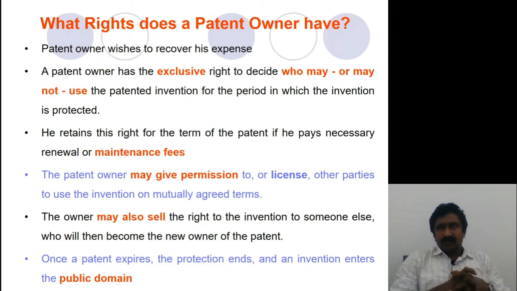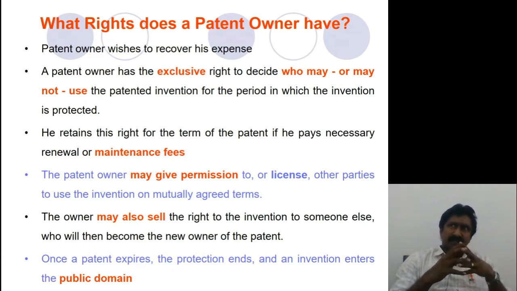So a patent gives the owner the rights, like the patent owner wishes to recover his expense. That is the basic concept, because for every invention there might be some expense. For example, a pharmaceutical company may spend millions or billions of dollars on the research and development, or R&D, part of that discovery. So they want to recover the expense, which will contribute to their further growth and development in the research field.